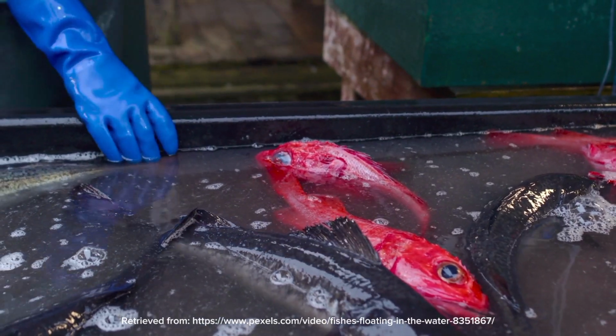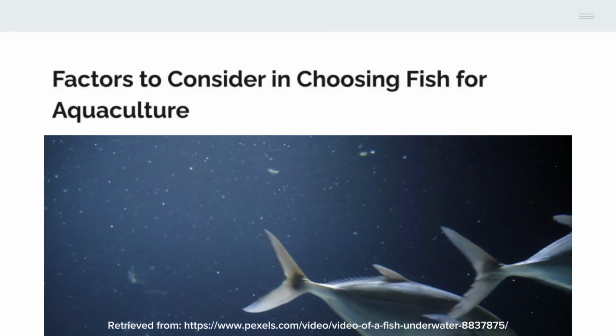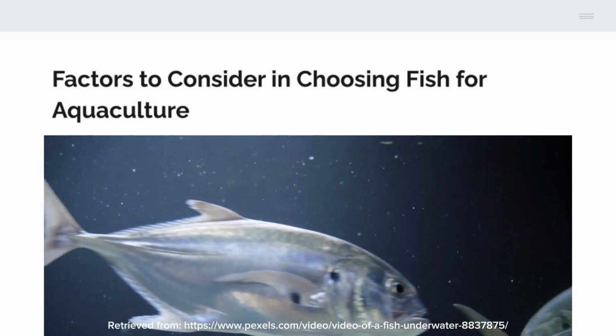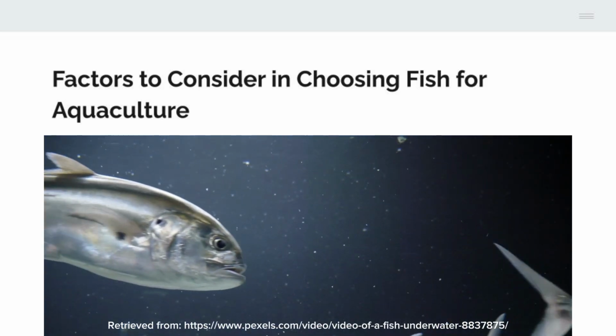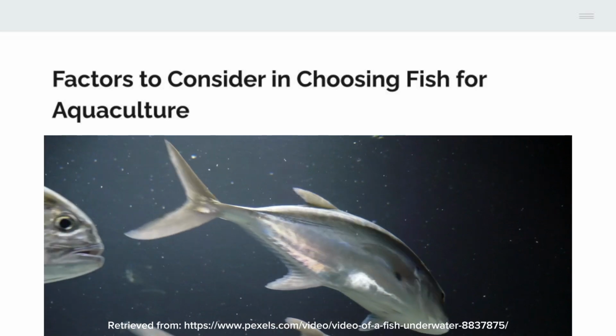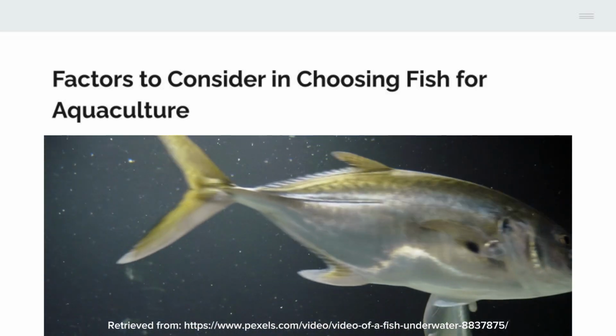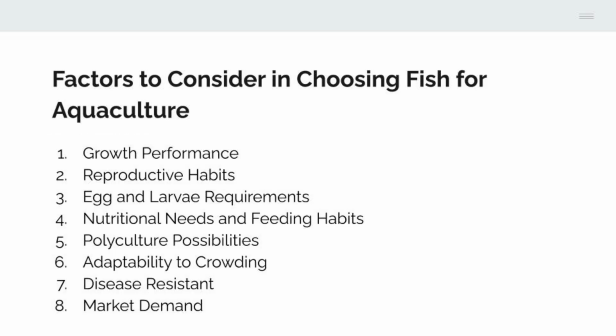sustainable aquaculture. When selecting fish species for aquaculture, several factors must be considered to ensure high survival rates, efficient growth, and market viability. Let's go over some key factors, which are the growth performance, reproductive habits, egg and larvae requirements, nutritional needs and feeding habits, polyculture possibilities, adaptability to crowding, disease resistance, and market demand. By carefully considering these factors, we can select the best species for sustainable and profitable aquaculture.